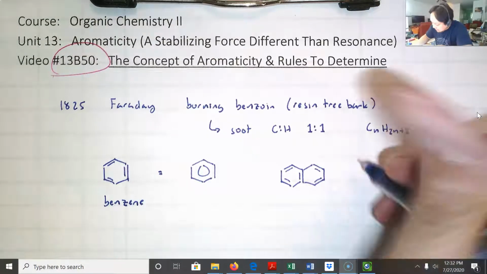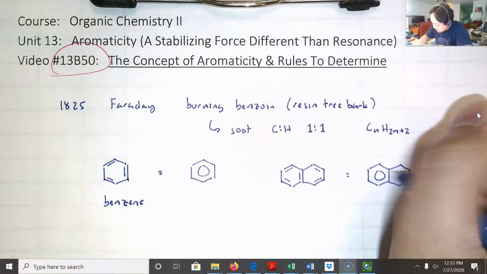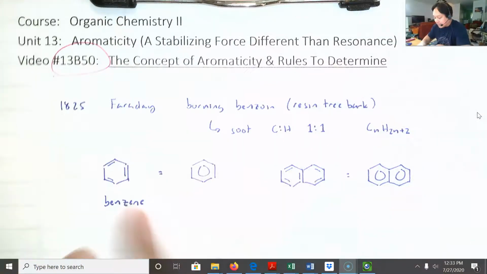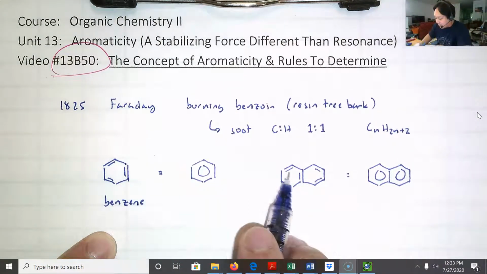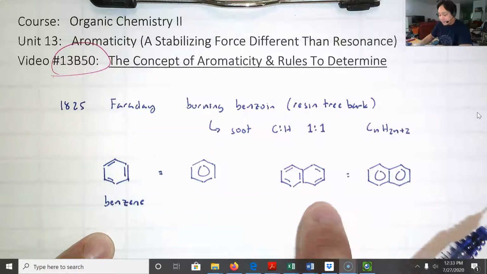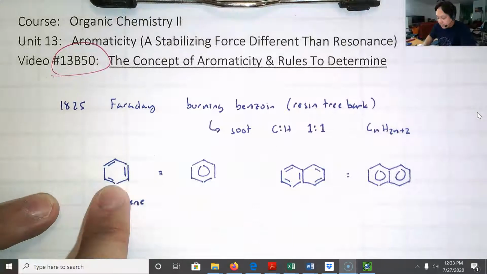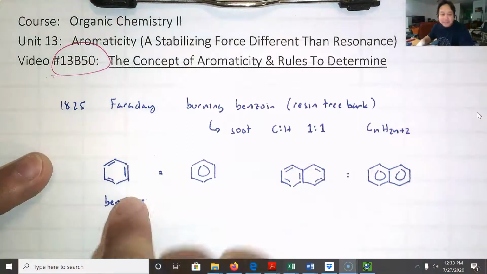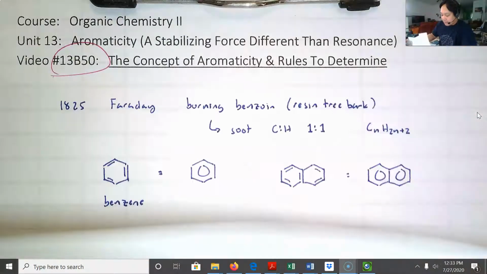That's naphthalene, and sometimes you'll see naphthalene drawn like this. But again, how many double bonds does that have? For benzene, that circle represents 3 double bonds. For naphthalene, it represents 1, 2, 3, 4, 5 double bonds. 5 double bonds total. So just stick with the line structure. And anyway, we know that benzene is this, and it does have a 1-to-1 ratio.